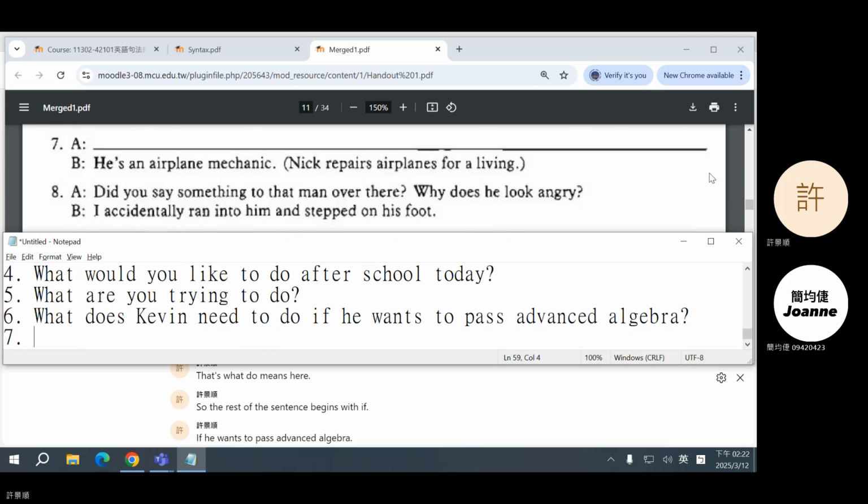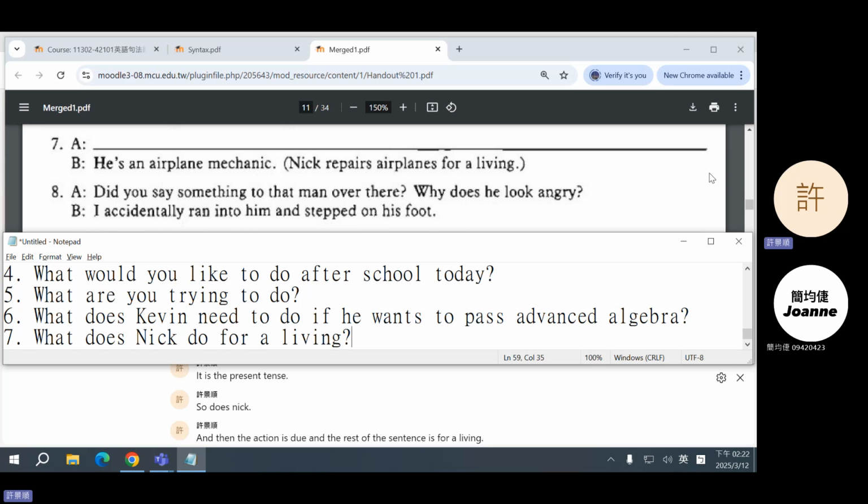Number 7, what? The subject is Nick. It is the present tense. So does Nick. And then the action is do. And the rest of the sentence is for a living. Now, in daily life, if you simply ask, what does Nick do? The meaning is the same as what does Nick do for a living? So I will accept both answers. What does Nick do? And what does Nick do for a living?